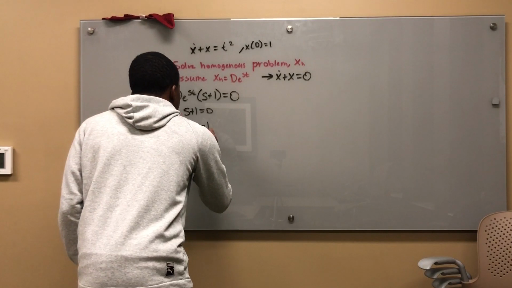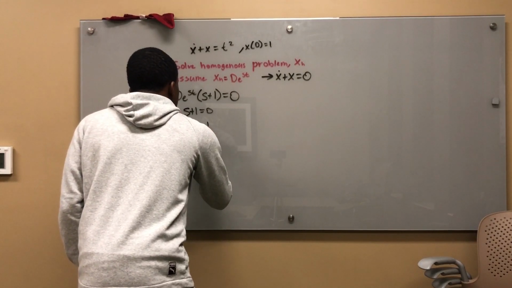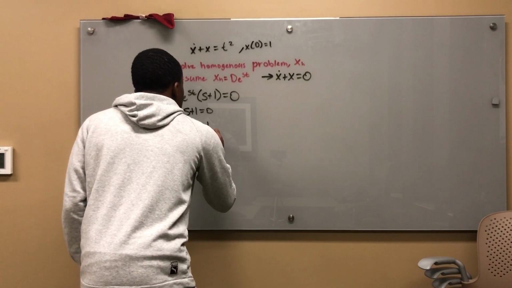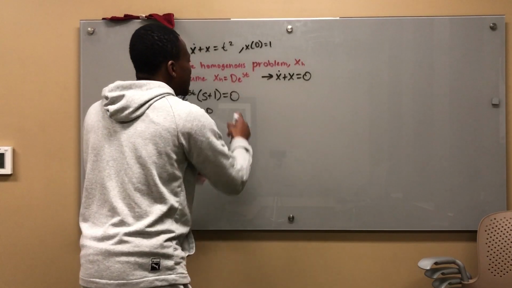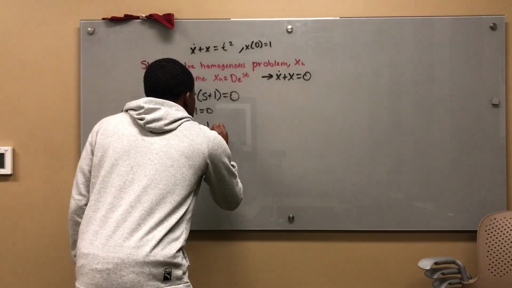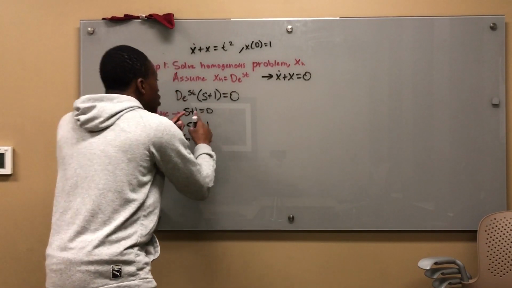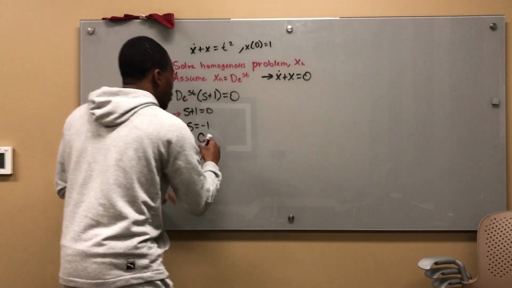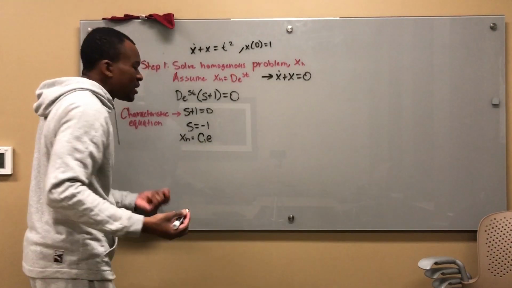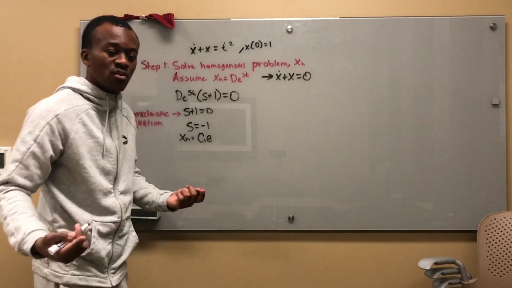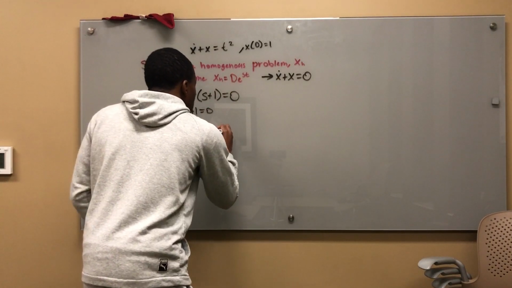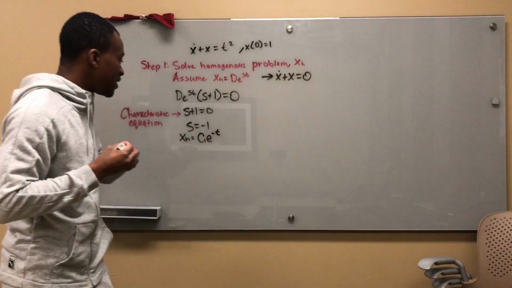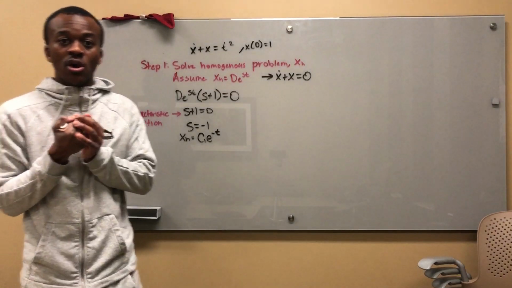c1 e to the negative, whatever we have here. So this is e to the st, and I just wrote c1, you could have written d1. This is just a constant. Our s is -1, so c1 e to the -t. That's our homogeneous solution.